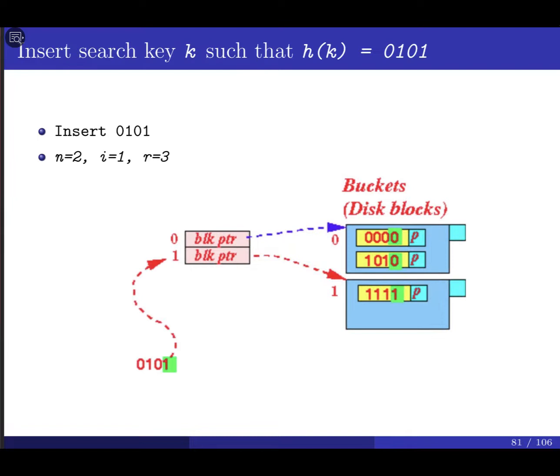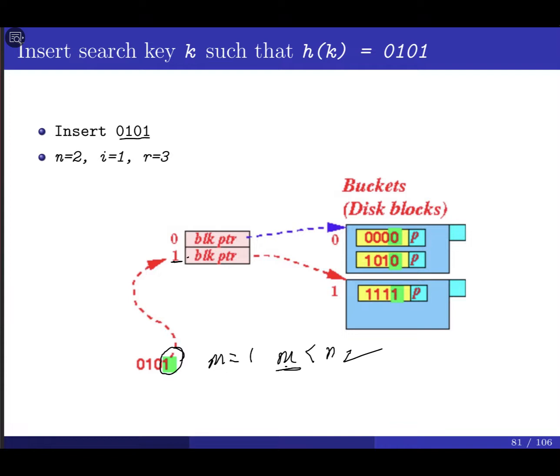Assume I want you to insert 0101. Assume the hash function on the search key produces 4 bits. I'm just interested in the last i bits, which in this case is 1. So 1 is hashing to this index, and the index exists. What's the value of m in this case? It equals 1, which is less than or equal to n. So you are fine, and there is no modification you need to perform here.